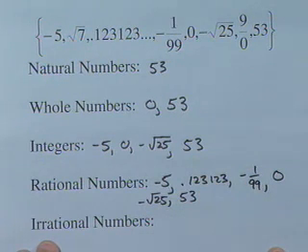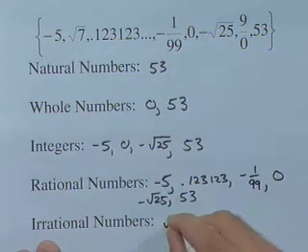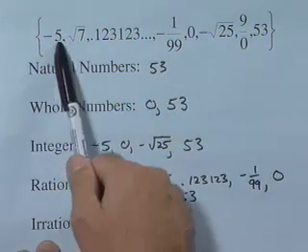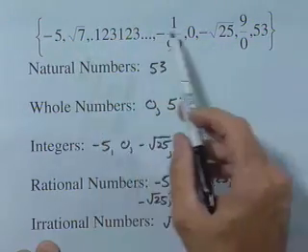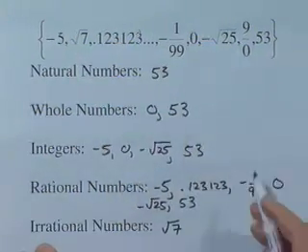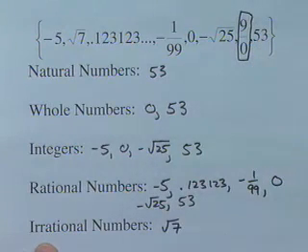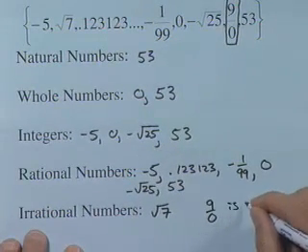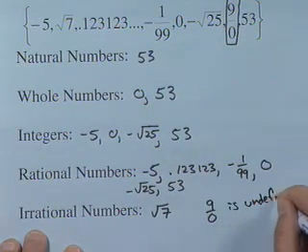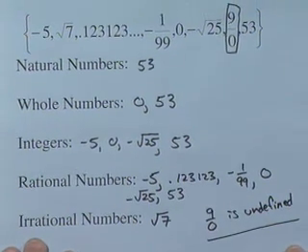Okay. And the irrational ones, well, square root of 7 is irrational. And that's it. Now, notice the only element in our set that we did not account for is this guy here. And remember, by definition, 9 over 0 is undefined. 9 over 0 is not a real number.